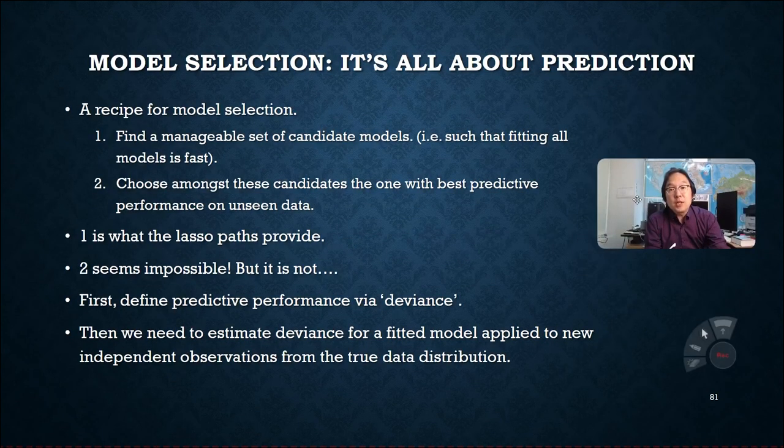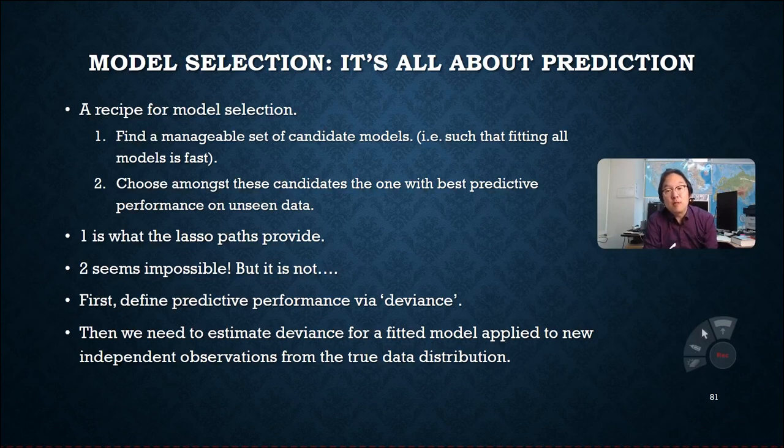So model selection is all about prediction. A recipe for model selection is: 1, find a manageable set of candidate models, meaning the explanatory variable sets, such that fitting all models is fast. And 2, choose amongst these candidates the one with best predictive performance in unseen data, or out of sample testing. Step 1 is what the LASSO path provides. Step 2 seems impossible, but wait.